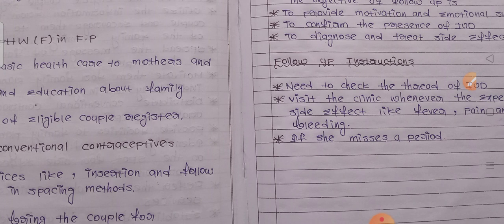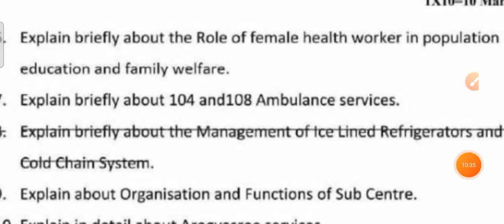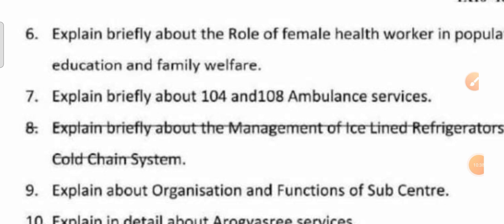It's clear. Now I have finished the first question under section 2. Next we are moving on to the second question in section 2. The next question is: explain briefly about 104 and 108 ambulance services. These two come under ambulance services. Let me see the seventh question under section 2, the subject of health center management.